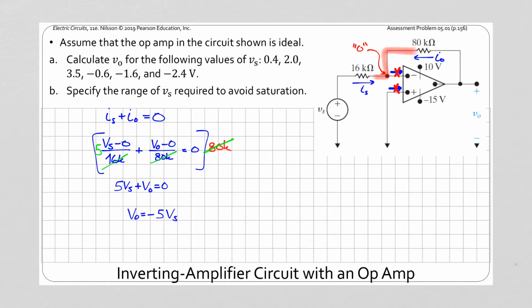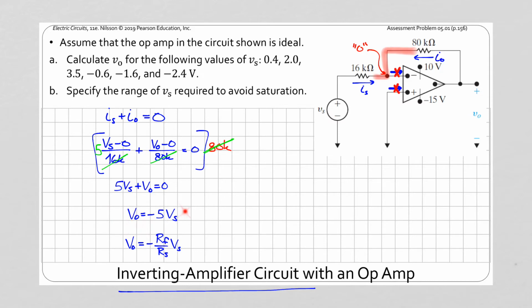So I have an algebraic equation relating VO and VS, and notice I kind of skipped the step when I plugged in numbers, but in fact what's going on is this equation that we find is just the equation for the amplification of an inverting amplifier circuit. 80 divided by 16 gives me 5.